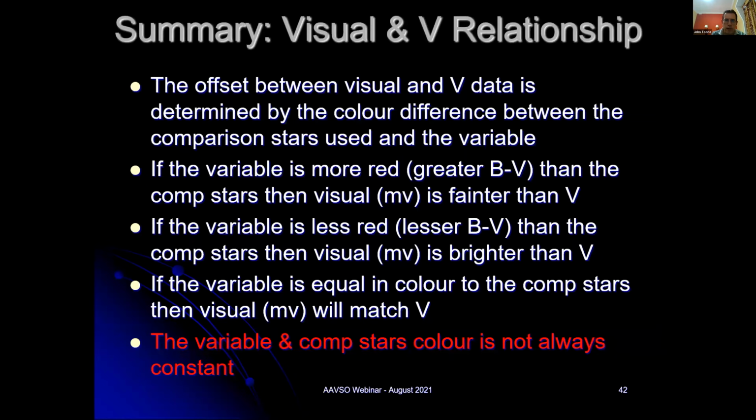So just to summarize, the offset between visual and V data is determined by the color difference between the comparison stars and the variable. If the variable is more red than the comparison stars, then it is fainter than V. If the variable is less red than the comparison stars, then it is brighter than V. But the important thing to note is the comparison stars' color and the variable color is not always constant.